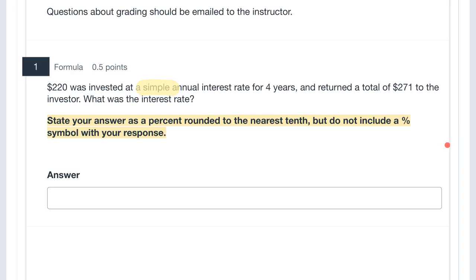Right? So in this particular one, we already see the word simple here. And then we have to identify the numbers. So 220 here is what's invested. That's our original P. This is our principal. The time is 4 years. The other amount down here, a lot of students will use that as interest. That is not interest. That is the amount that gets returned. So that is the future value A.